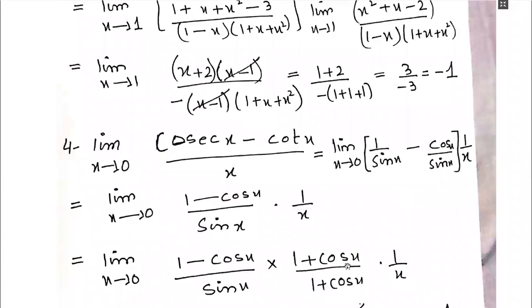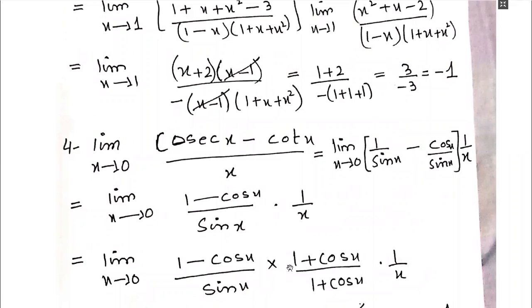Again if you apply the limit, what do we get? Cos 0 is 1, so 1 minus 1 is 0, and sin 0 is 0. Cos 0 is 1, sin 0 is 0. Then again we get 0 upon 0. It means we need to simplify it further.